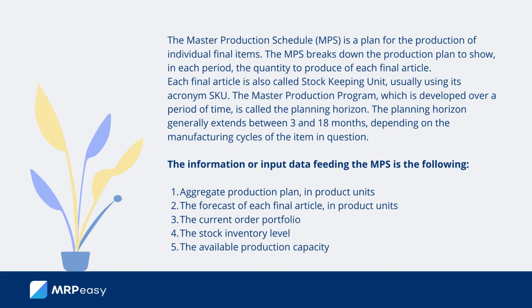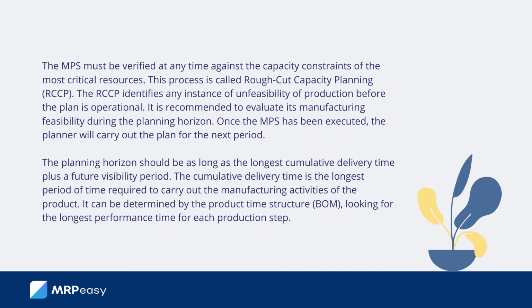The MPS must be verified at any time against the capacity constraints of the most critical resources. This process is called Rough Cut Capacity Planning, or RCCP. The RCCP identifies any instance of unfeasibility of production before the plan is operational. It is recommended to evaluate its manufacturing feasibility during the planning horizon. Once the MPS has been executed, the planner will carry out the plan for the next period.